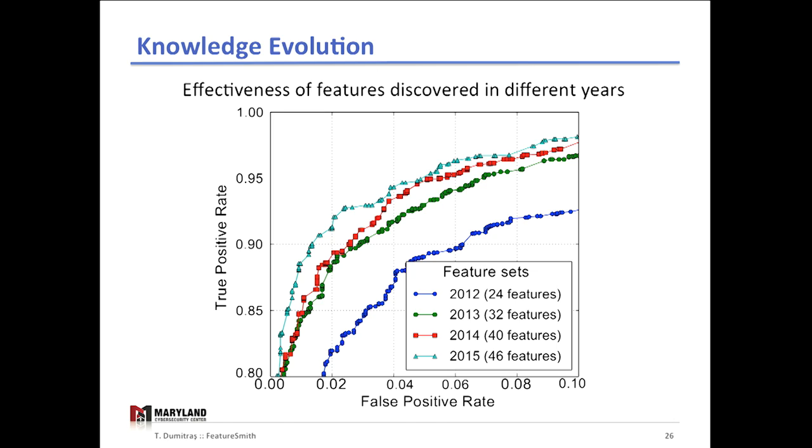For the fun of it, we also wanted to see how the knowledge evolves over time. So we trained classifiers with features extracted from papers published before 2012, 2013, 2014, and so forth, and we wanted to see what is the boost in detection performance that results from the additional knowledge published. We can see that in 2013 there was a big jump, a big performance boost, and then in the subsequent years we kept improving, but we start seeing diminishing returns.